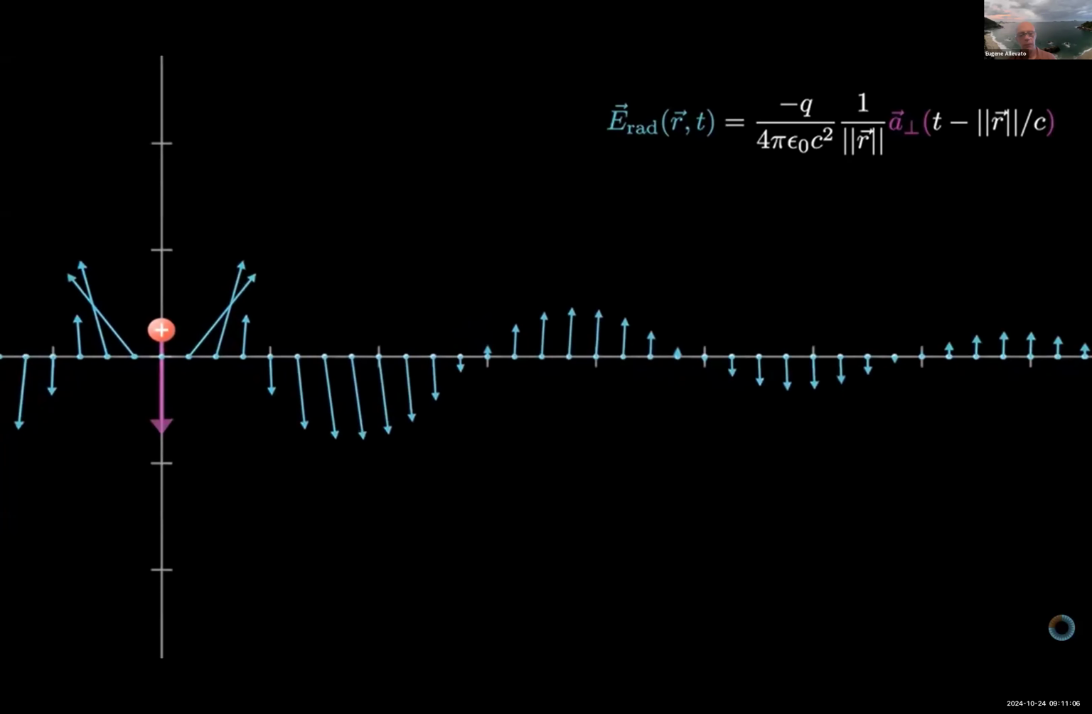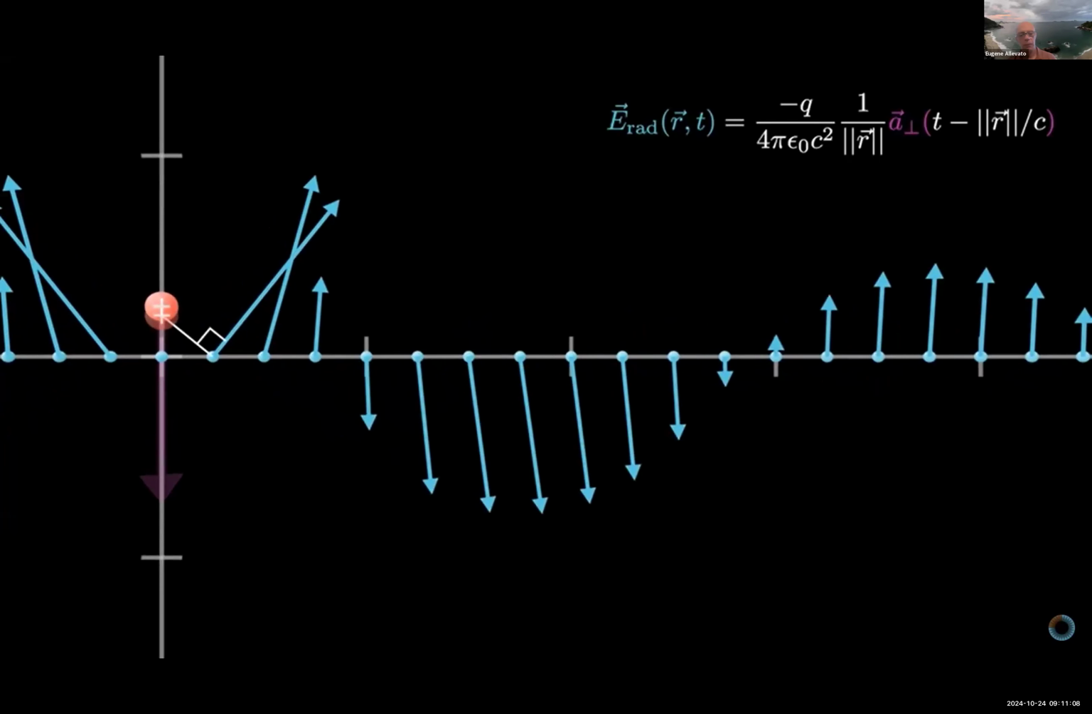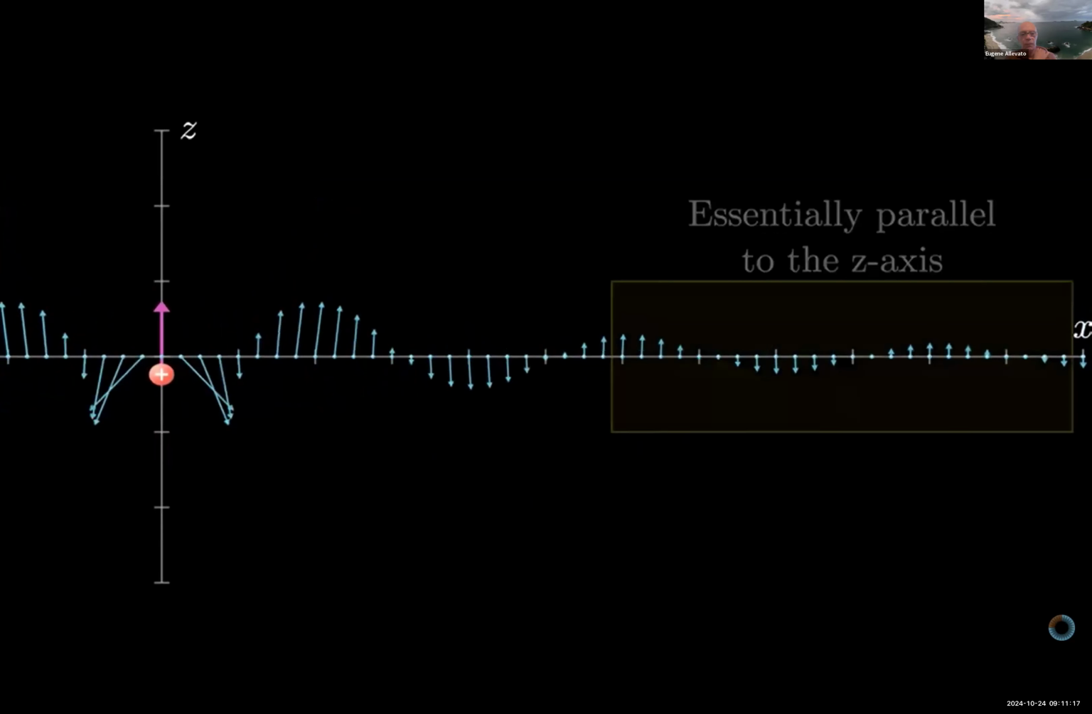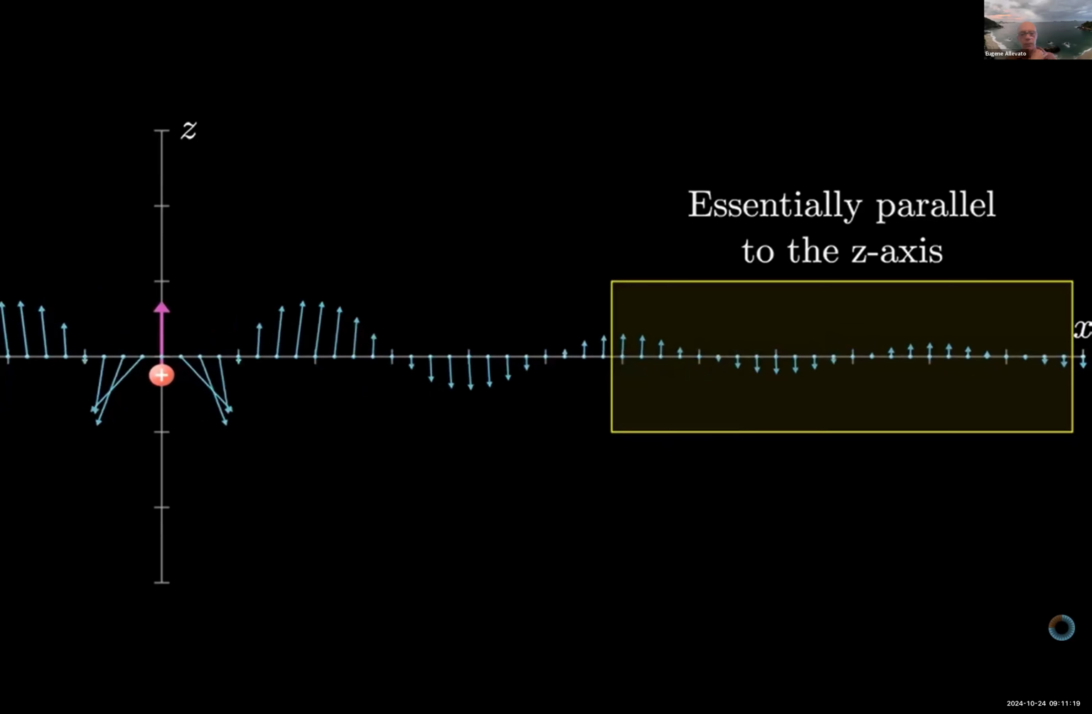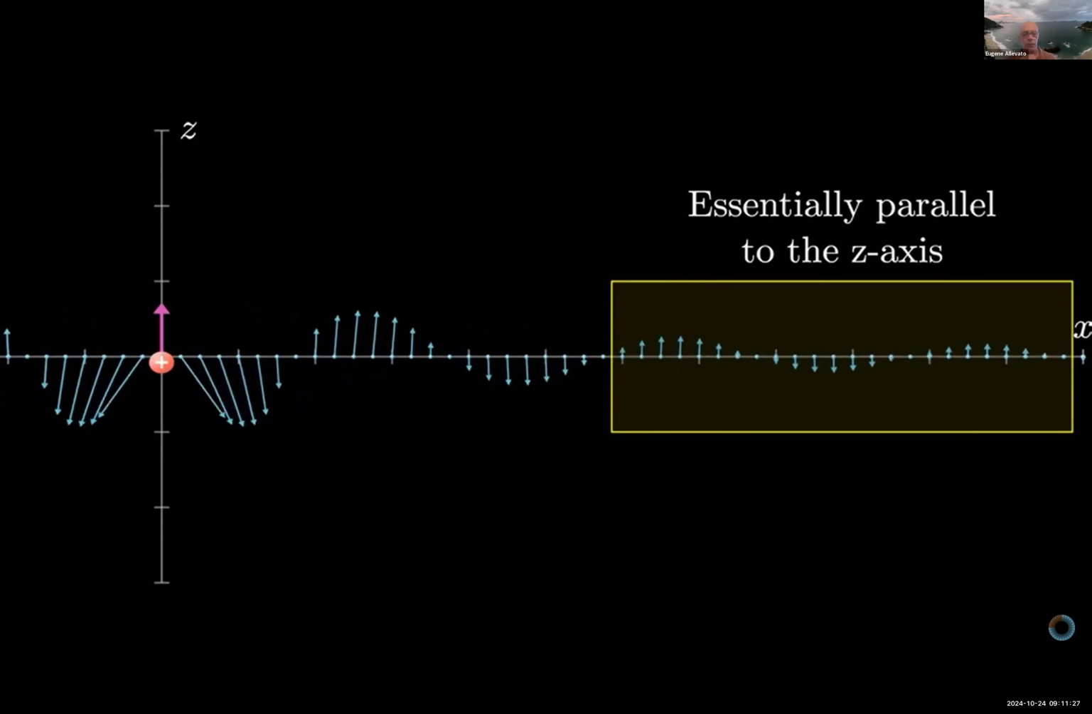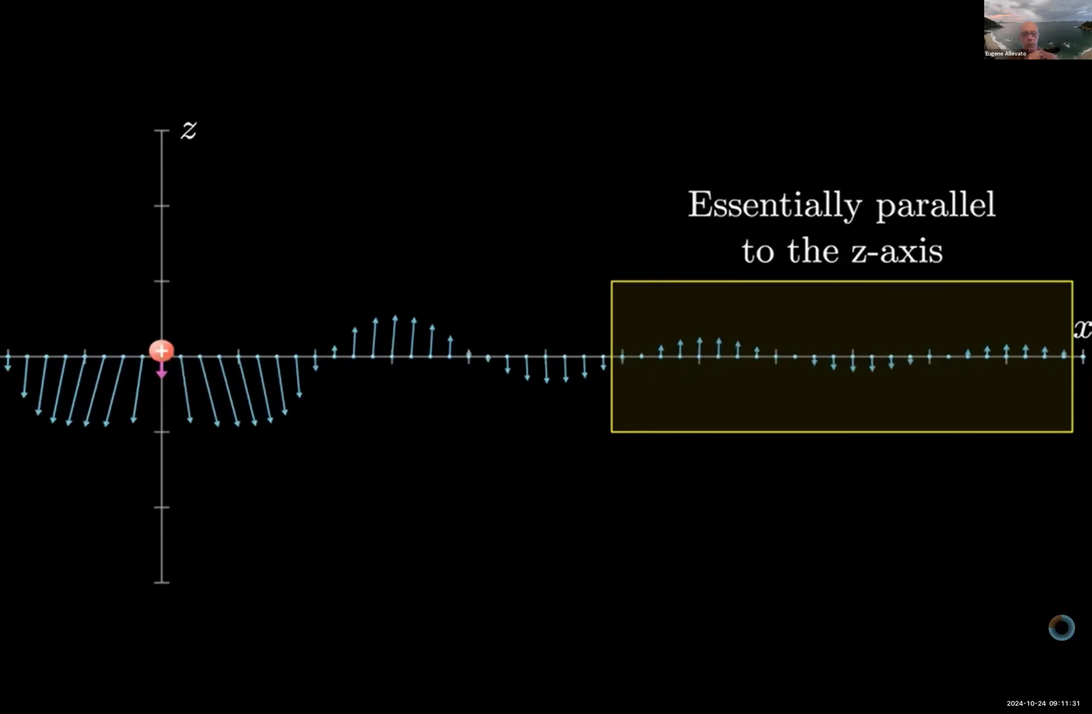Because remember, each one of these vectors is supposed to be perpendicular to the line drawn between that point and where the charge was at some point in the past. At points that are far enough away from the charge, which is where this component of the field is what dominates anyway, the wiggling in the field is essentially parallel to the wiggling in the charge, which is why when we think about light waves, we're safe to think about the wiggling direction as being perpendicular to the propagation direction.